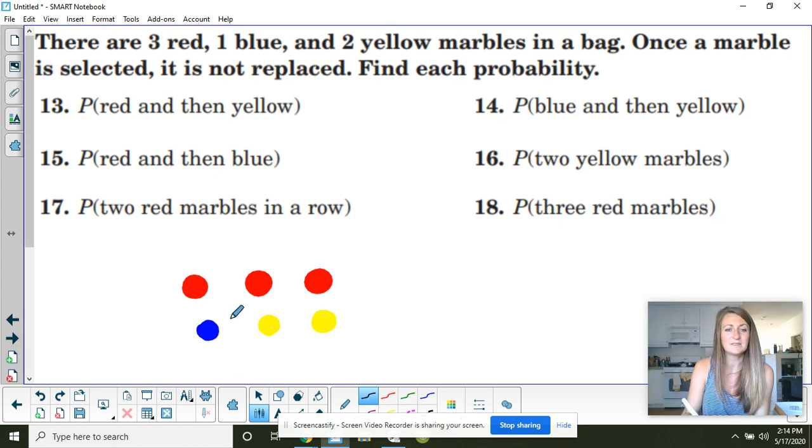Now let's look at these ones. Here's why my pen was yellow. There are 3 red, 1 blue, and 2 yellow marbles in a bag.